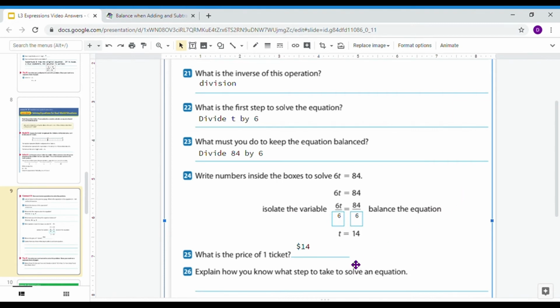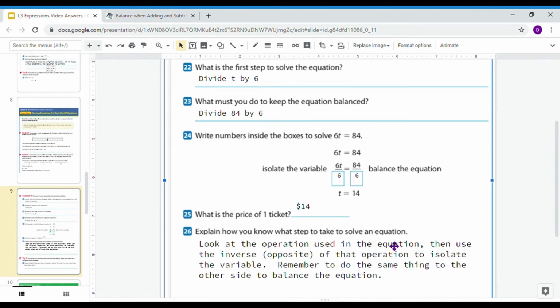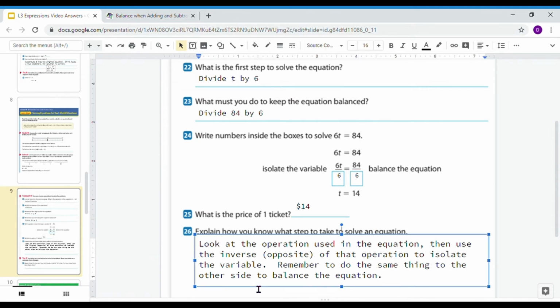And it says, explain how you know what step to take to solve an equation. This is the best explanation that I could come up with, and I'm going to star it. It's pretty important. If you get stuck or lost, you can come back and just read through that and it might trigger something in your mind.